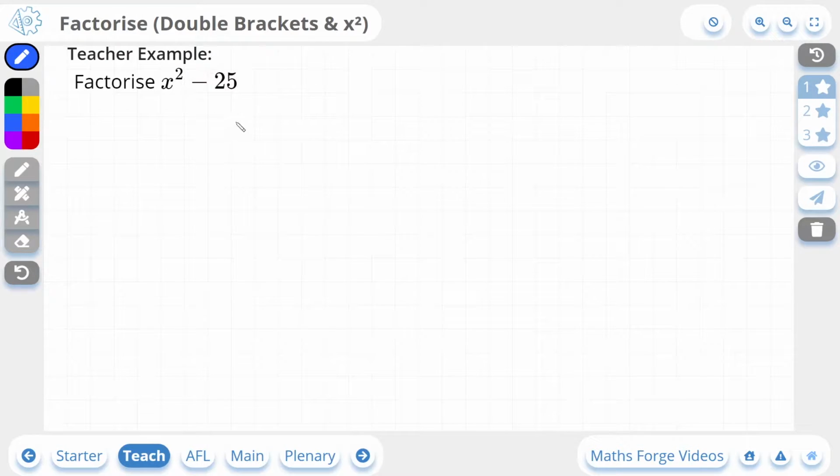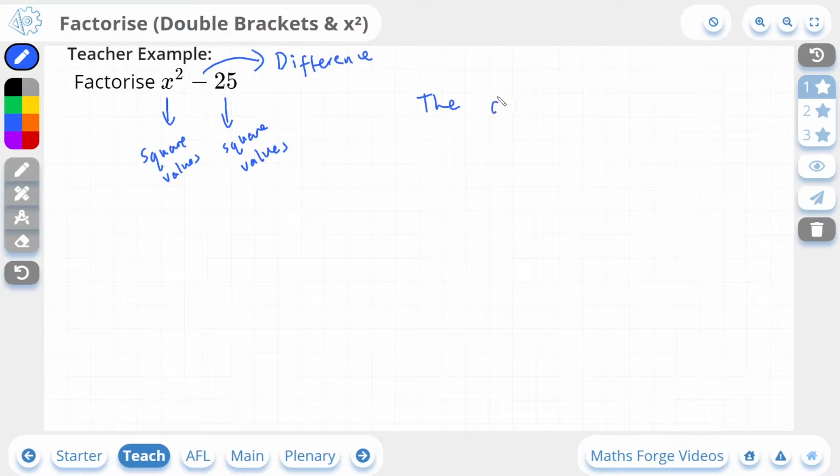Now this is a special type of factorization. Here we have two terms. We have an x squared and we have a 25. These are both square values, and these two square values are being subtracted. So there's a difference between them. We call the subtraction a difference. And the name of this special case is called the difference of two squares.